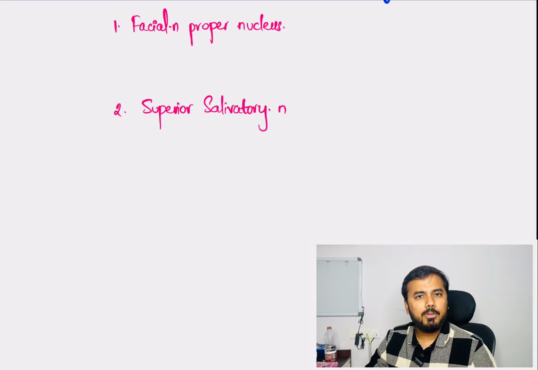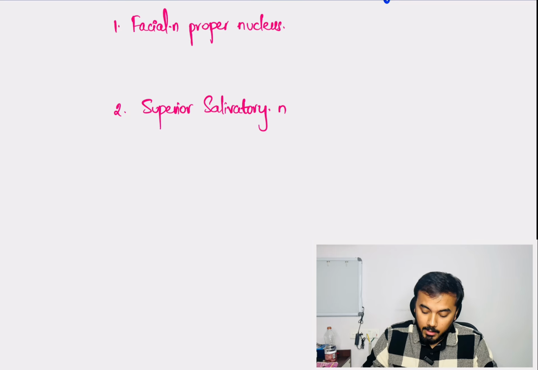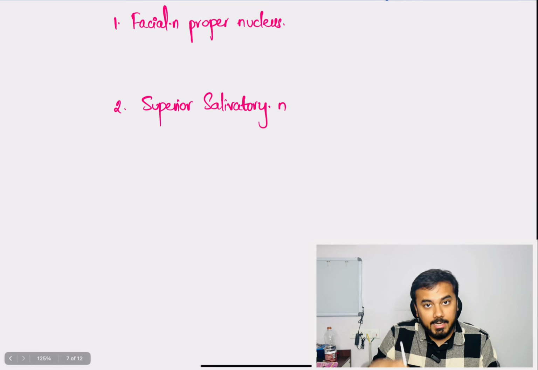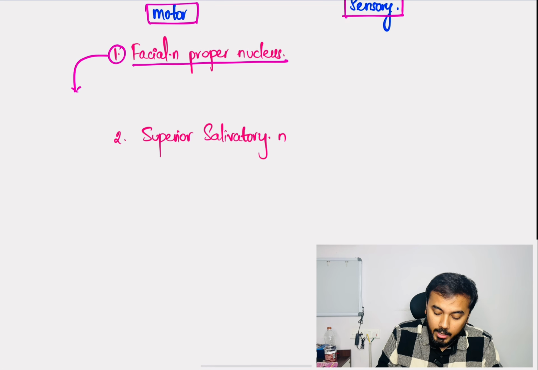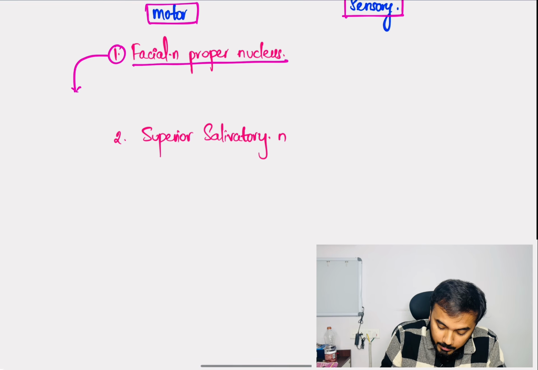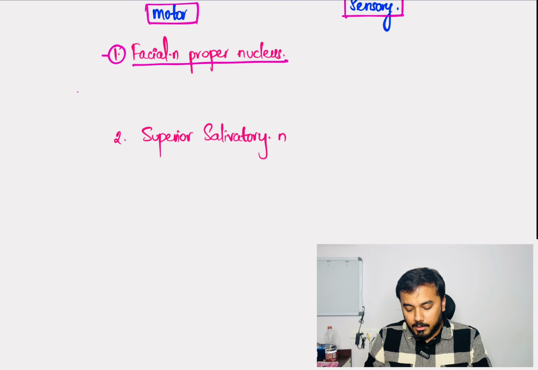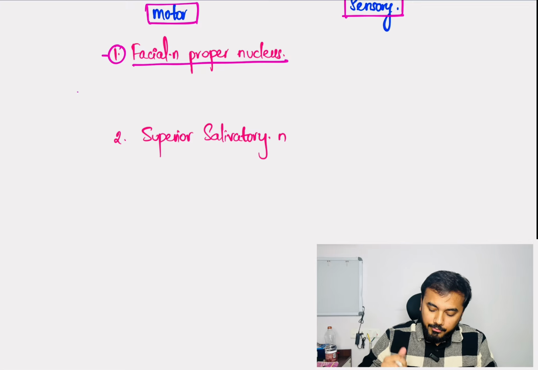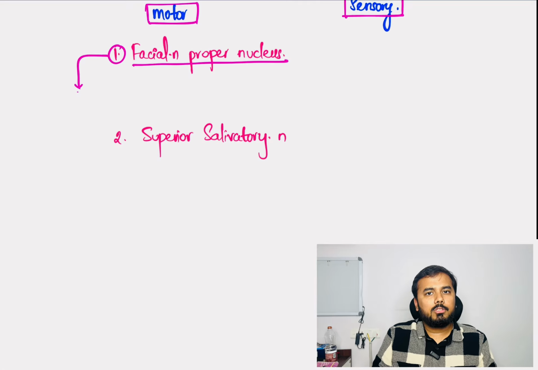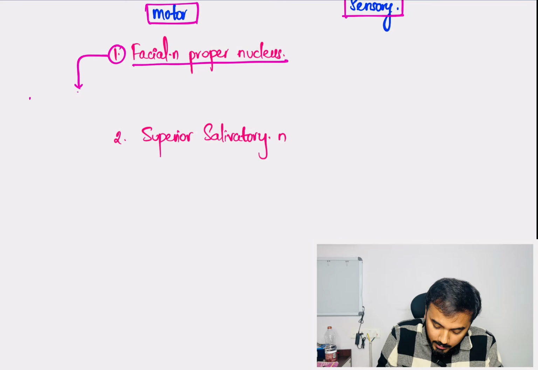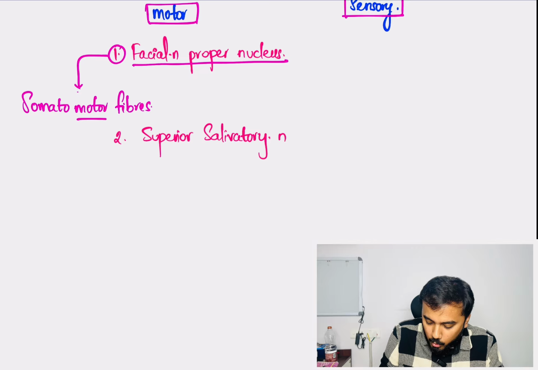Which nucleus is this, sensory nucleus or motor nucleus? Motor nucleus. Now the fibers that come out from the facial nerve proper nucleus, these fibers are called motor fibers. But what kind of motor fibers? What are the fibers coming out of this facial nerve proper nucleus called? These fibers obviously are called motor fibers, but what is the other name? You have to know it as somatomotor fibers. So these fibers are your somatomotor fibers.